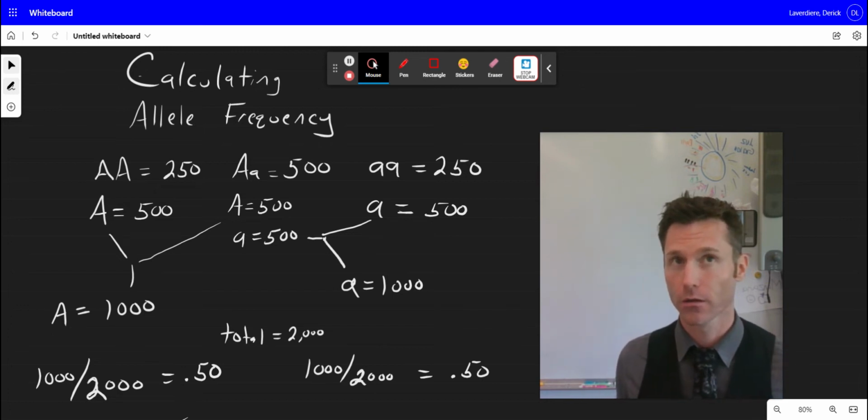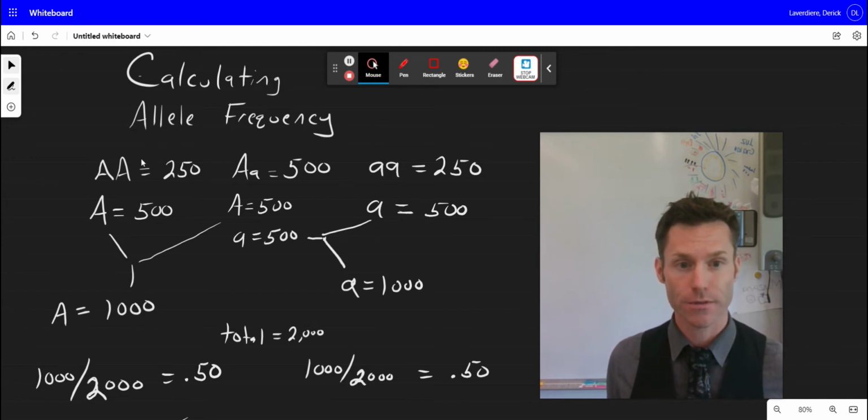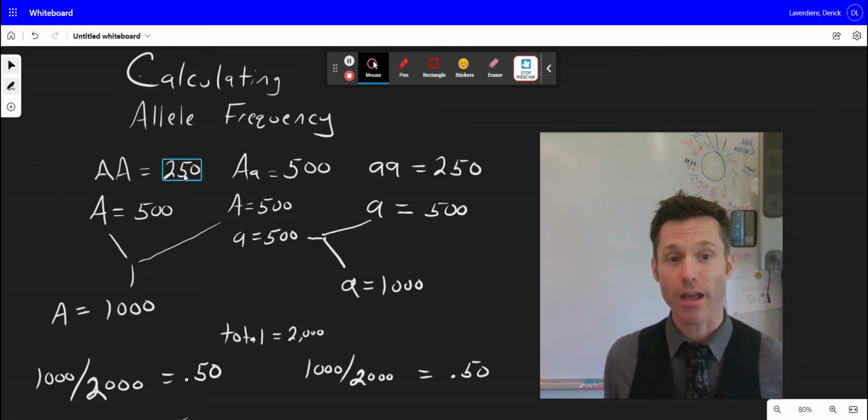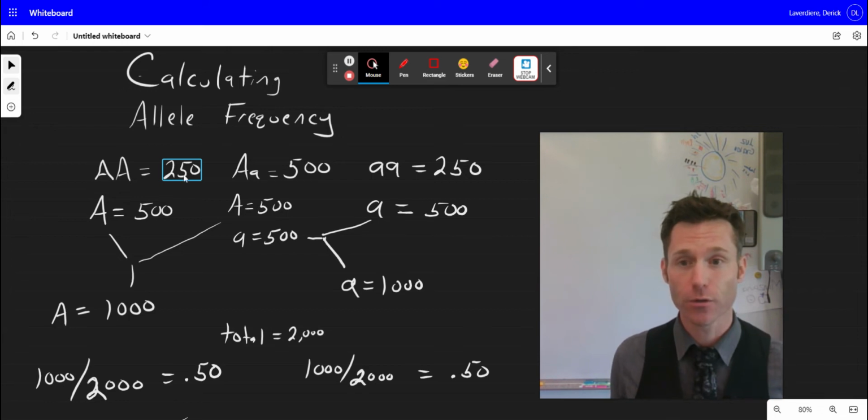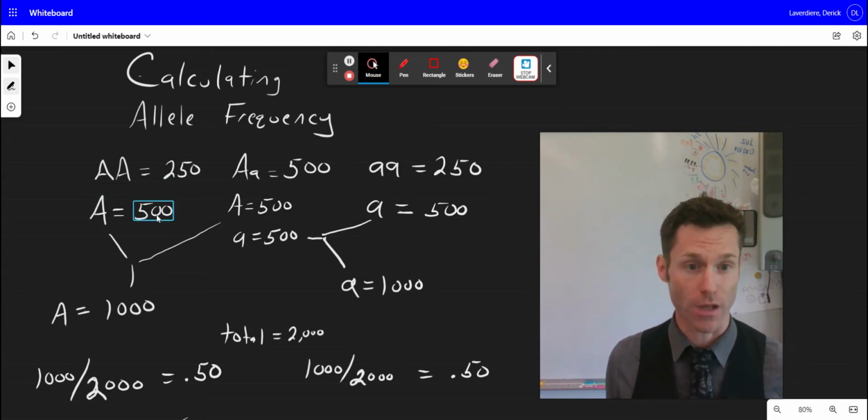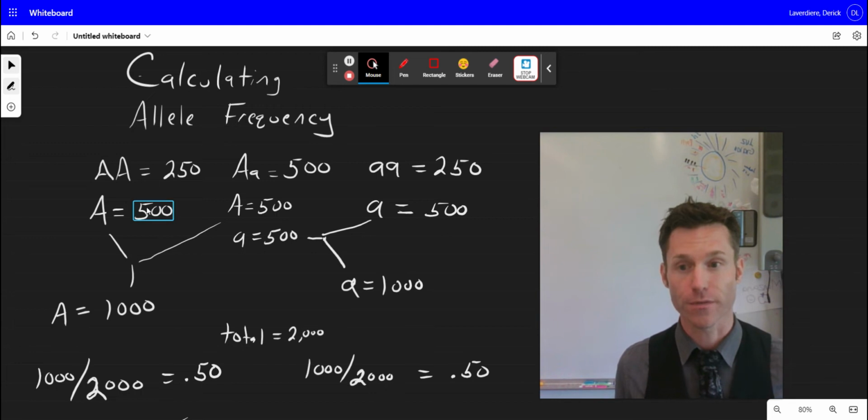So, in my homozygous dominant organisms, each individual organism has 2 big A's. So if I have 250 organisms and each has 2 big A's, that's going to be 250 times 2. Right? So this set, my homozygous dominant organisms, are contributing 500 total big A's to the population's gene pool. 250 times 2 is 500. So that's 500 big A's right there.